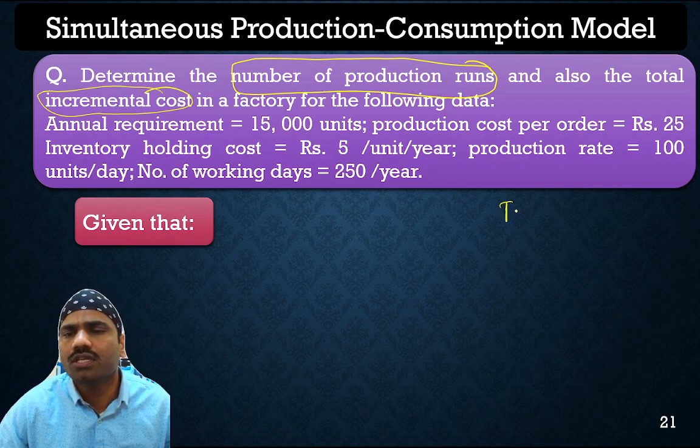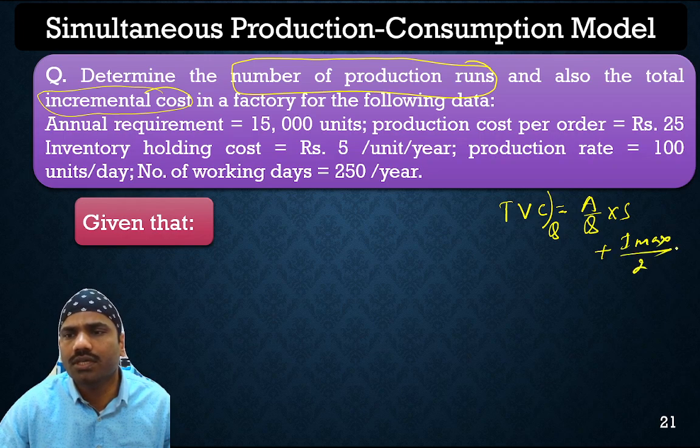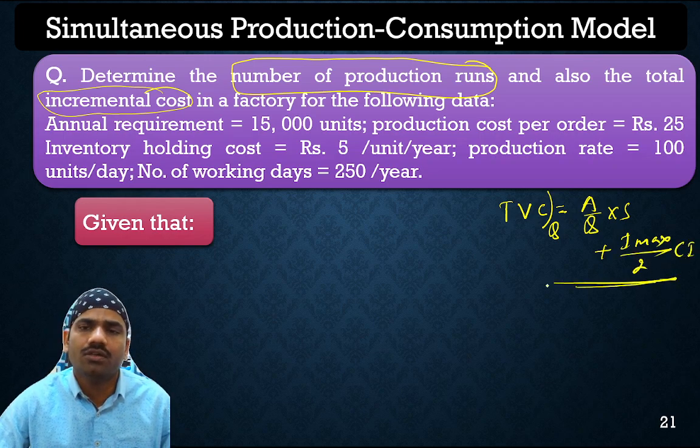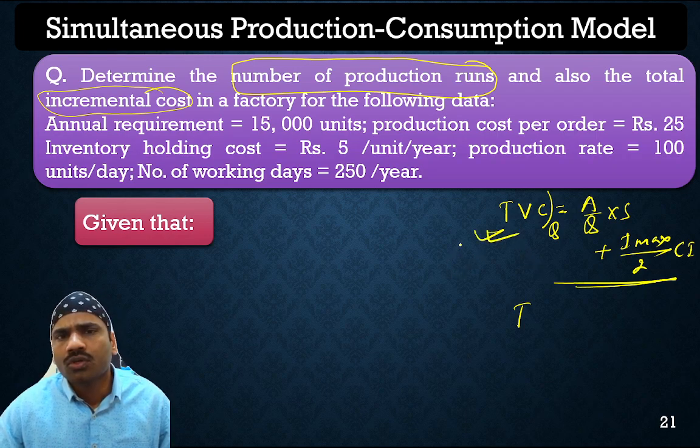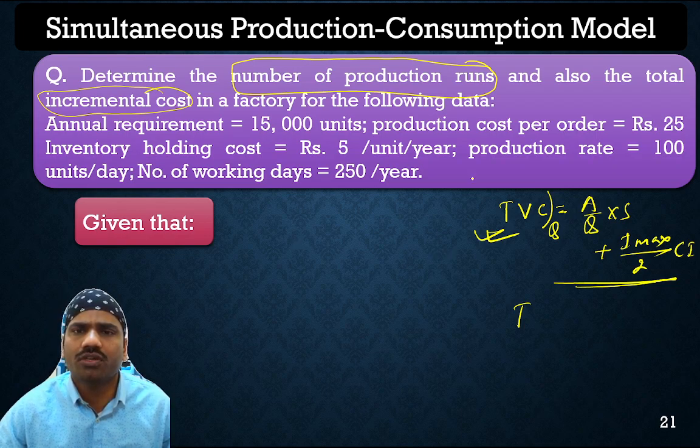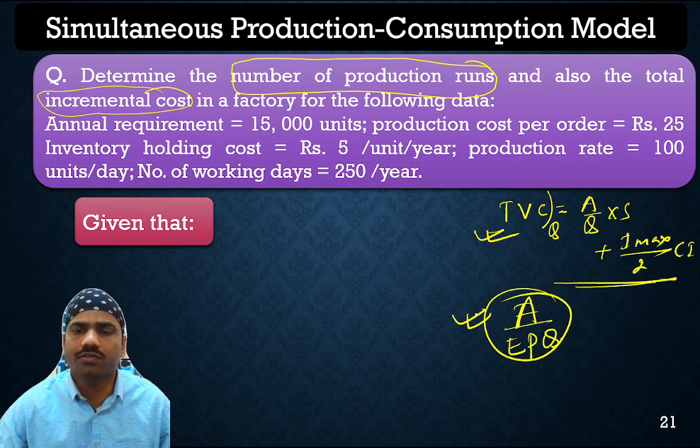Total incremental cost, that is total variable cost, we can find at Q also, and that is A by Q into S plus I max by 2 into Ci. By this formula we can find the total incremental cost. And the number of production runs we can find as A by EPQ. So the number of production runs and the total incremental cost, that is total variable cost at some general quantity Q, we can find by these formulas.